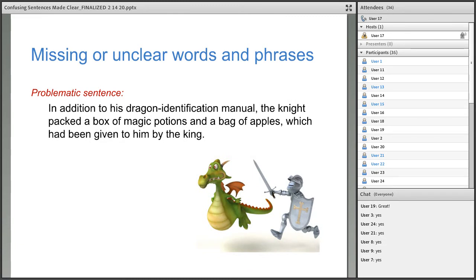Some sentences are unclear because the reader can't tell what the pronoun in the sentence refers to. For example, in the sentence, "In addition to his dragon identification manual, the knight packed a box of magic potions and a bag of apples, which had been given to him by the king," it's unclear what the pronoun "which" refers to. Is it the bag of apples, or is it the bag of apples and the box of magic potions?